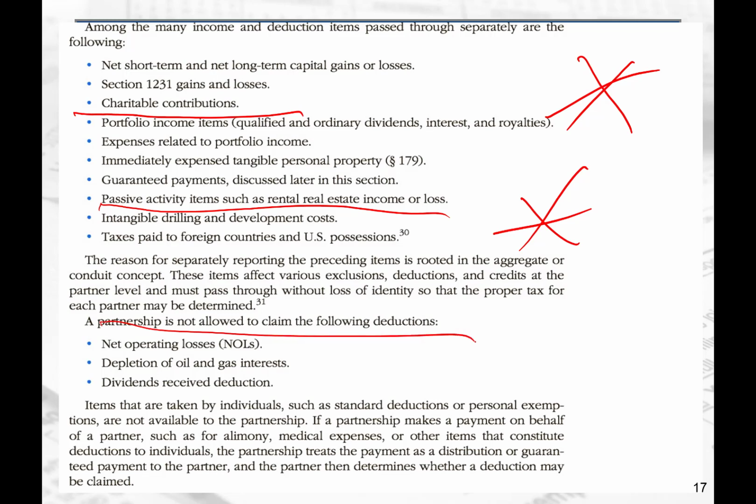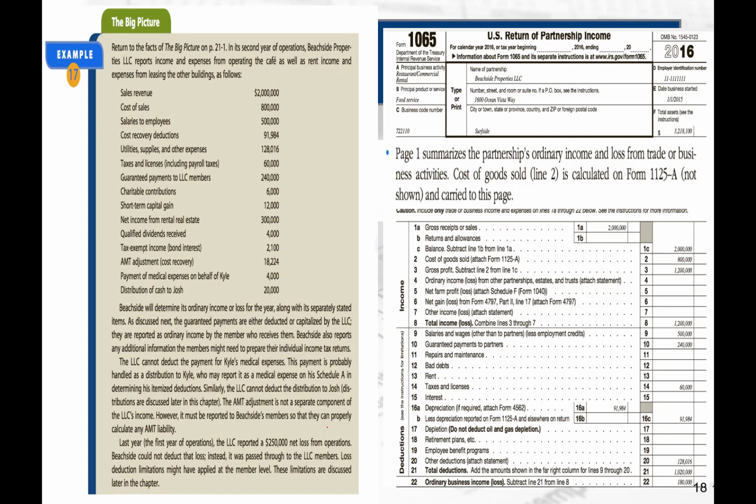Okay, some of these other things. In the dividends received deduction, I guess there's some sort of depletion of oil and gas interest. Okay, items that are taken by individuals, such as standard deductions, personal exemptions, also not available to the partnership. Okay. All right, so you look at that, and I took this out of the book.